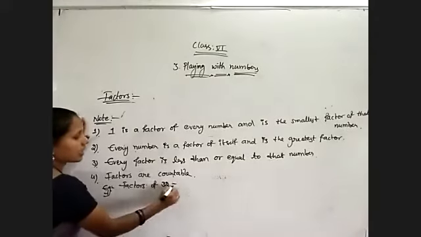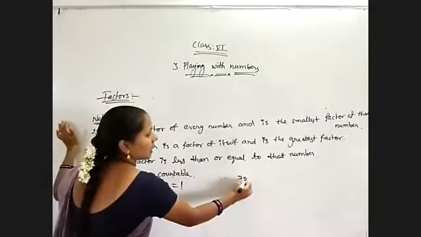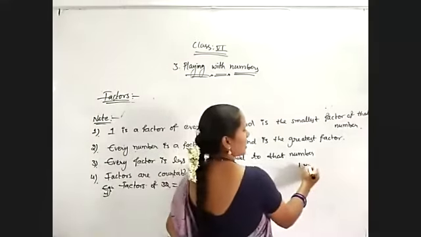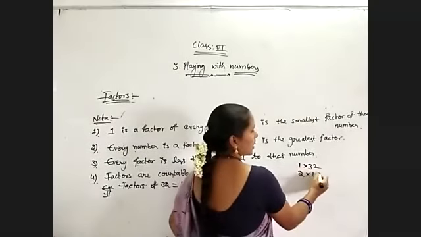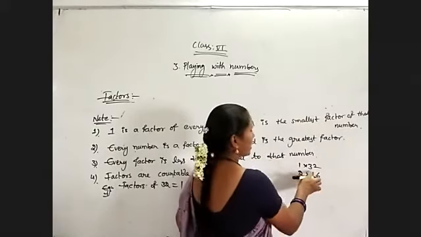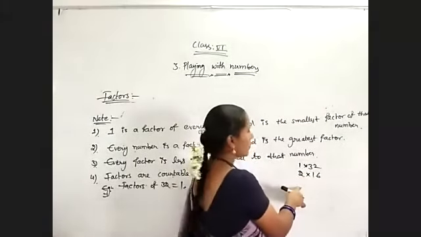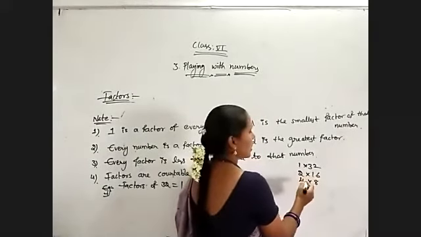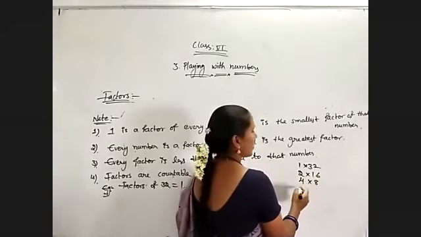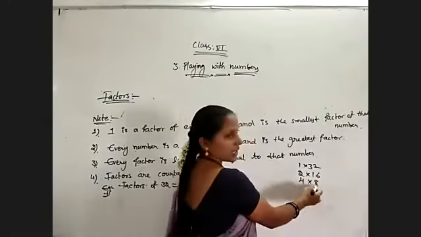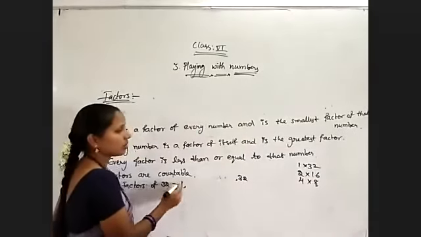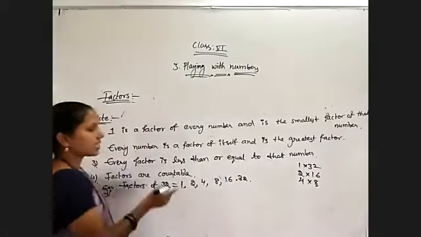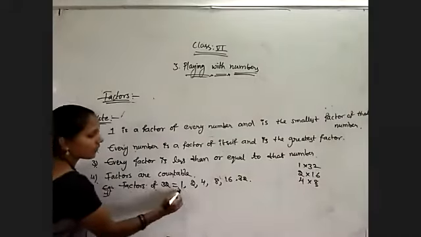32, I am writing, is equal to 1 into 32. And next, 2 into 16 is 32. 3 table we will not get, and 4 into 8 is 32. 5 table we will not get, 6 table we will not get, 7 table we will not get, 8 table already finished, 8 4s. So what are the different factors of 32? 1, 2, 4, 8, 16 and 32.